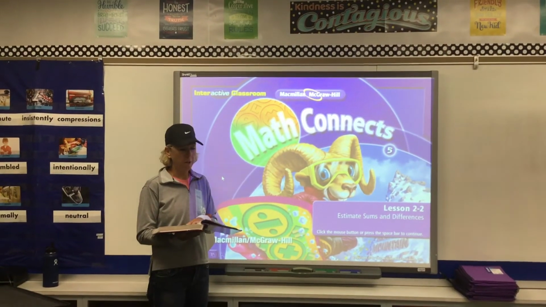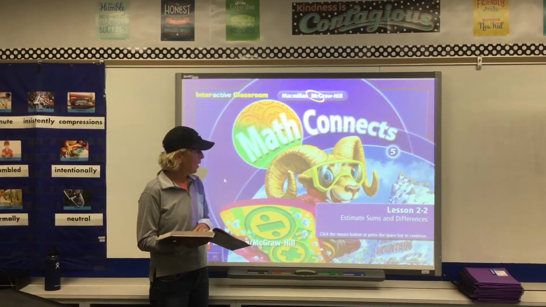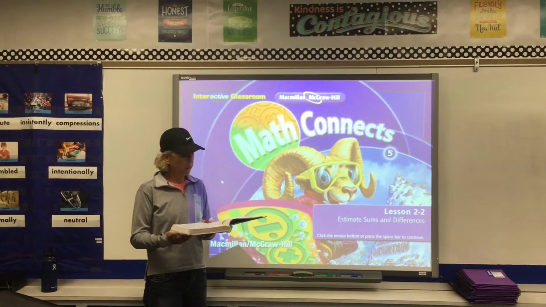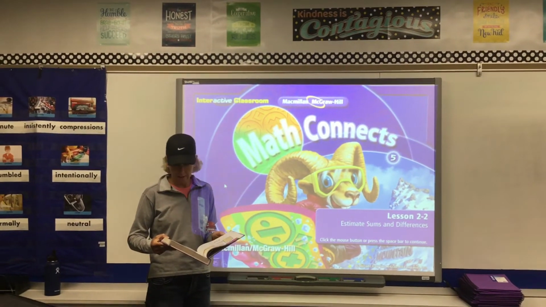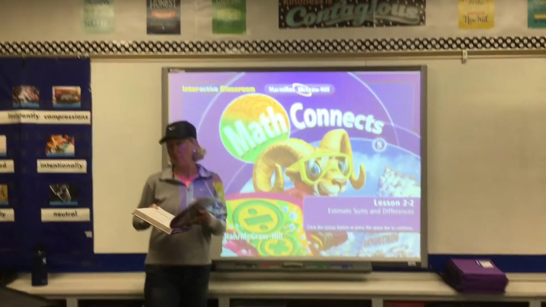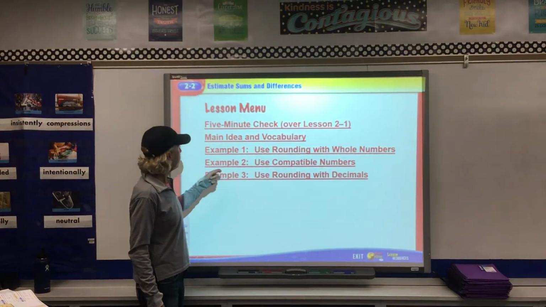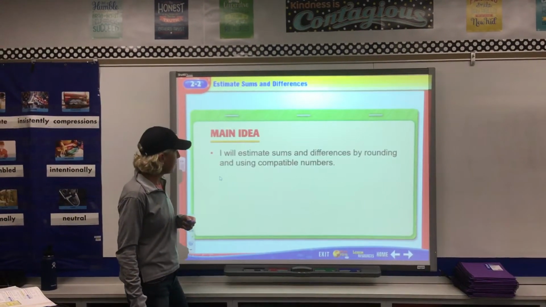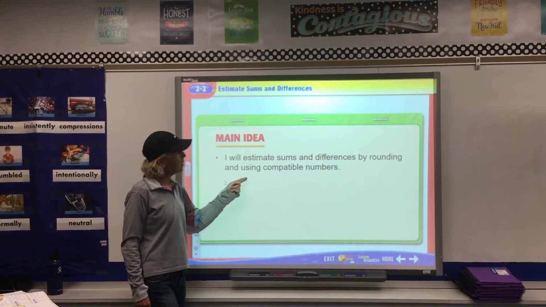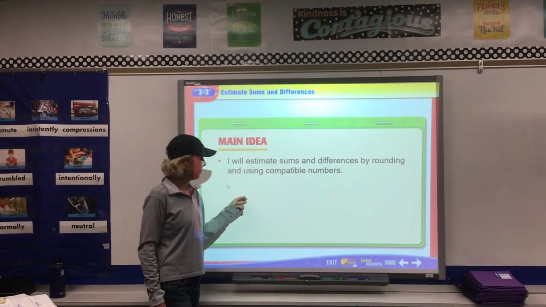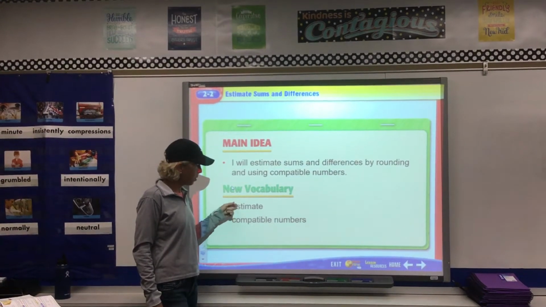Boys and girls, today we are going to be on lesson 2 in chapter 2, estimating sums and differences. If you have your book, you can find more information than what I'm going over on page 64, and that is a really good reference for you as you go through this chapter. We're going to hop right into the main idea today, and we'll be estimating sums and differences by rounding and using compatible numbers. Our vocabulary will be estimate, compatible numbers.